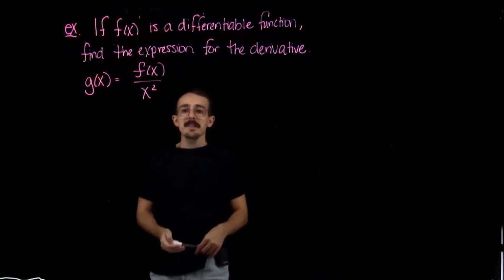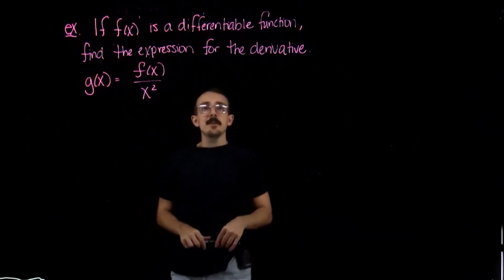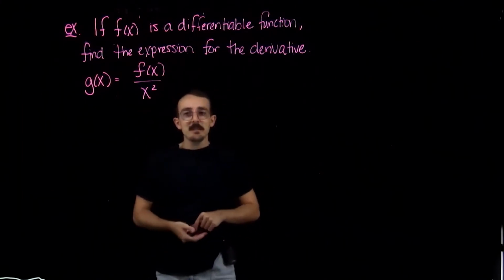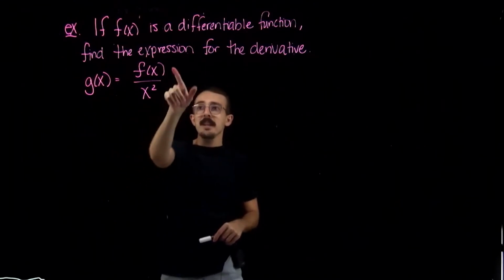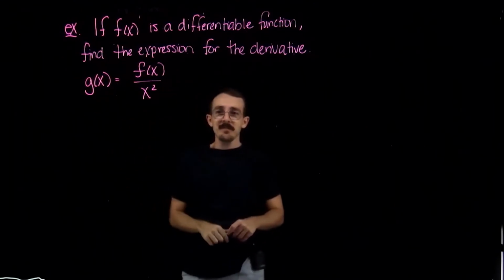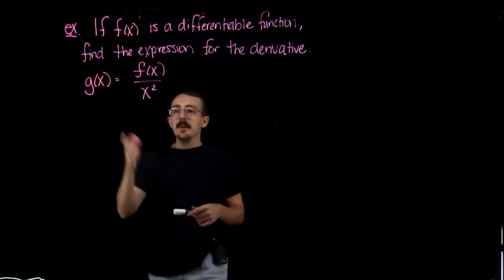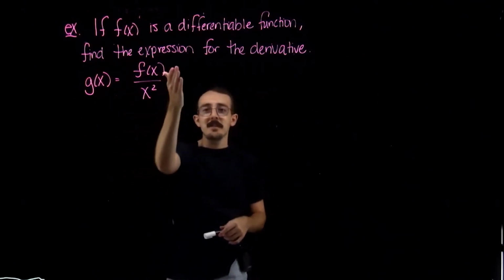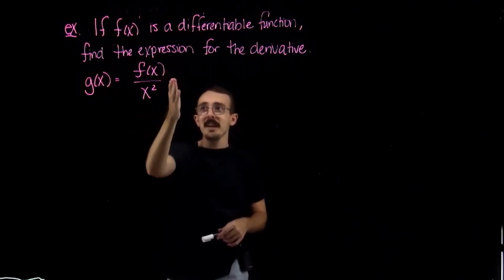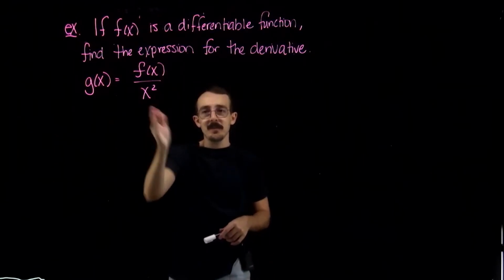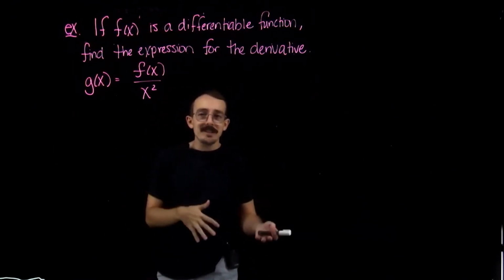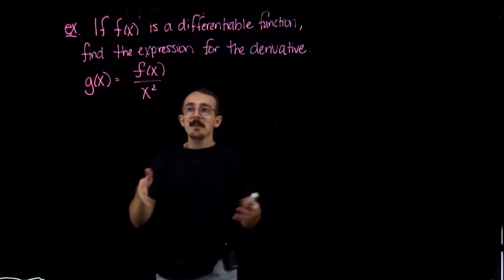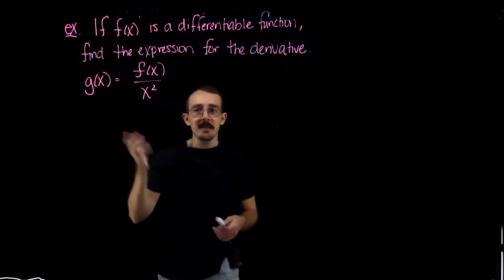Here we have an example that says, if f of x is a differentiable function, find the expression for the derivative, and g is a function where it's f of x over x squared. So this is a scenario where the function is given in terms of some symbol or another function name and an actual equation, x squared. You should be able to take the derivative of both explicit equations, but also expressions that involve just a symbol name, like f of x.